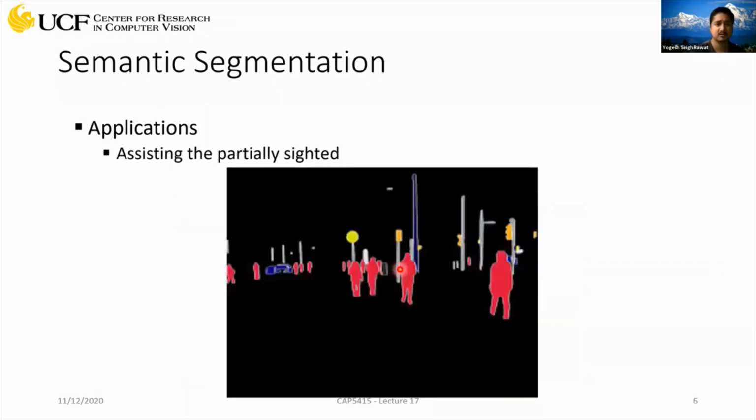The other application, as I said, could be assisting partially sighted people if they can't see well. If we use some kind of camera to record their line of sight, and we perform this kind of semantic segmentation, then we can give feedback to the person about what different objects are present in the scene.